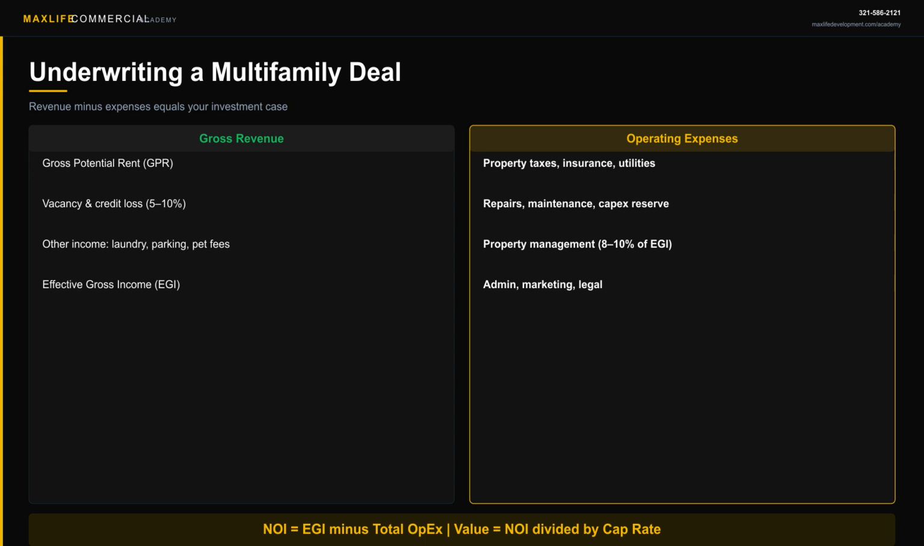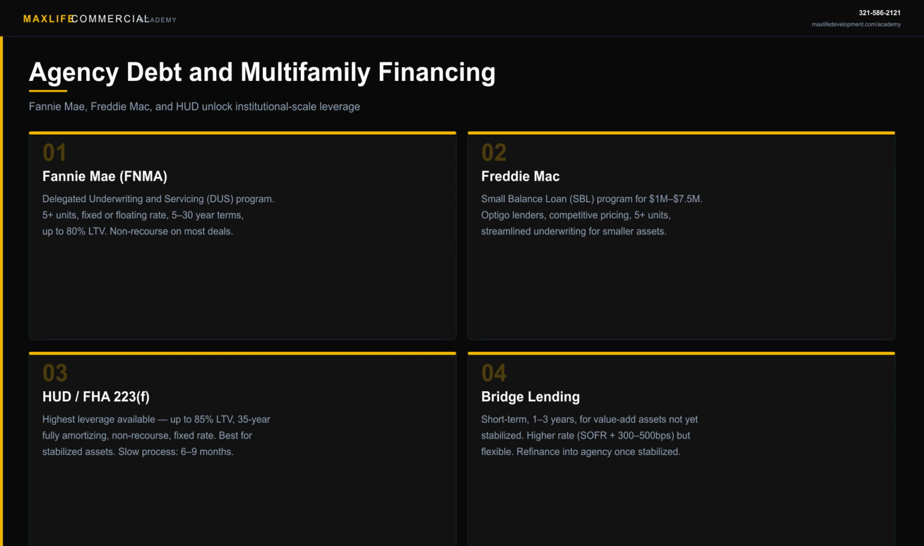Here's where beginners make mistakes. They underestimate expenses or use the seller's pro forma without verifying actuals. Always request 2 to 3 years of operating statements, rent rolls, and utility bills. Build your own model from the ground up. The numbers should tell a story, and you need to be the one reading it critically, not the broker or the seller.